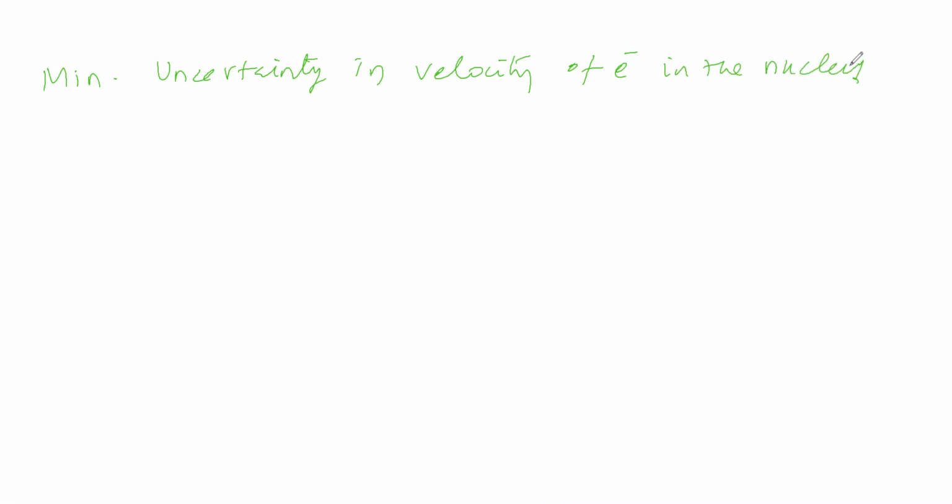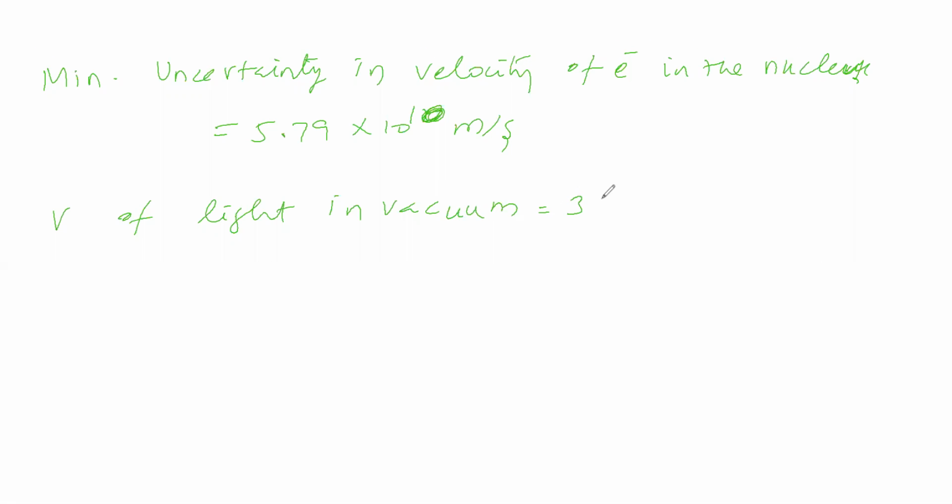Minimum uncertainty in the velocity of the electron in the nucleus is equal to 5.79 into 10 to the power of 10 meter per second. Now we will see the velocity of light in vacuum. Velocity of light in vacuum is 3 into 10 to the power of 8 meter per second. So we got the velocity of light.